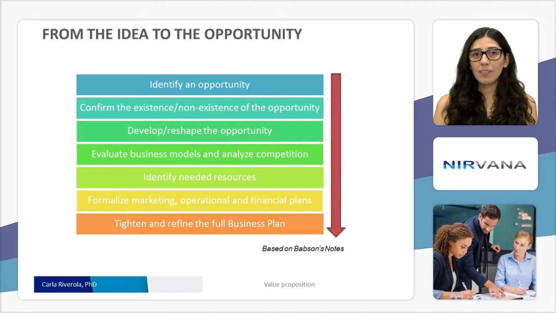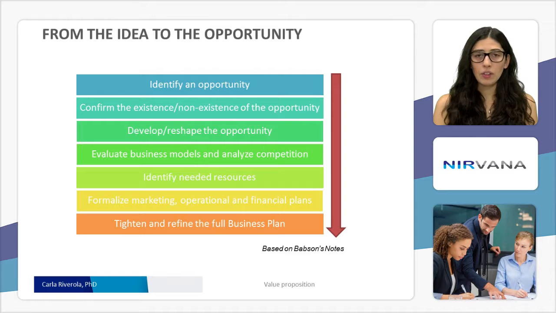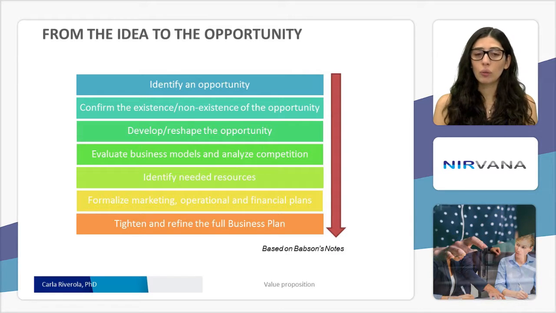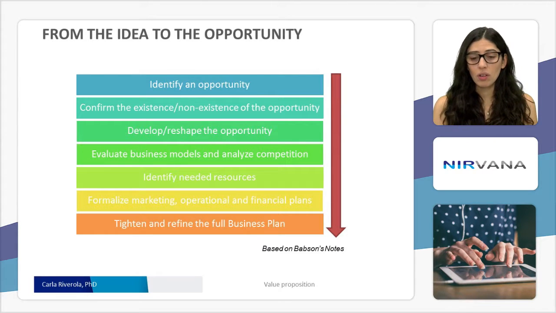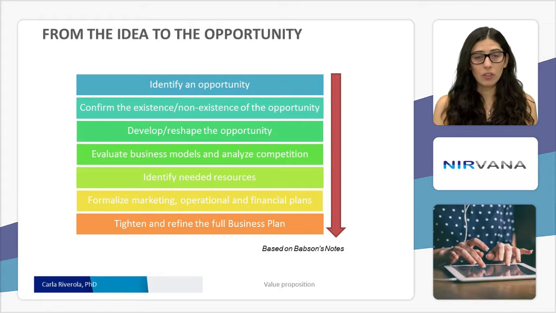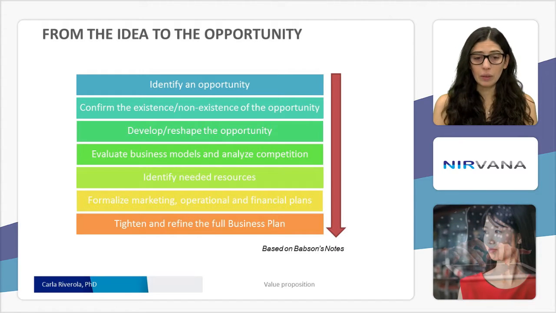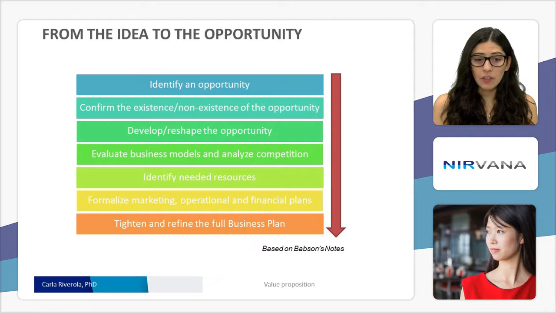Finally, when we have this value proposition, when we have defined our idea, how do we bring this idea into an opportunity? Well, the whole process can be defined in different stages. And I've used these Babson notes to identify some of the stages. The first is to identify this opportunity through validating the value proposition. Then, you need to confirm the existence or non-existence of the opportunity by analyzing the different aspects of the use cases scenario, for example. You have to develop and reshape the opportunity according to the feedback received.